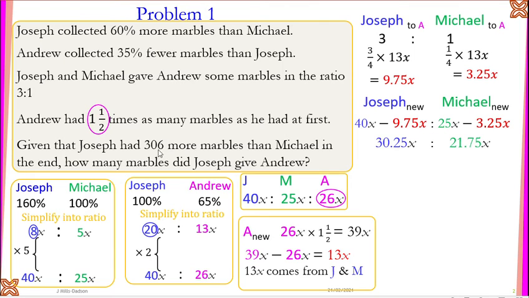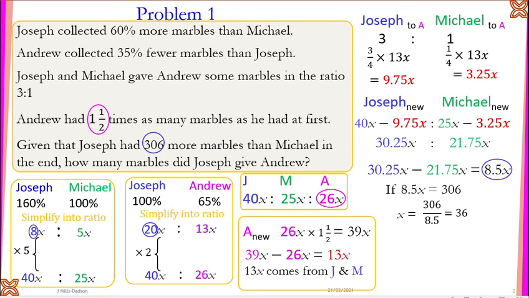Now Joseph had 306 more marbles. So this quantity is 306 more than the share of Michael. So let's work out the difference between these two. So that's the 8.5x that causes the extra for Joseph. So these two should be used to work out what x is. So we can now say 8.5x is equal to 306. We can now work out x, and x gives us 36.